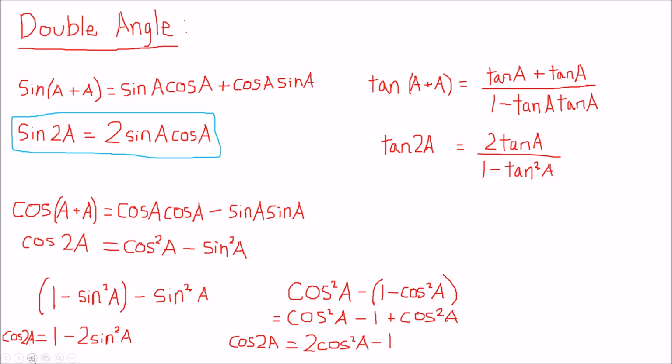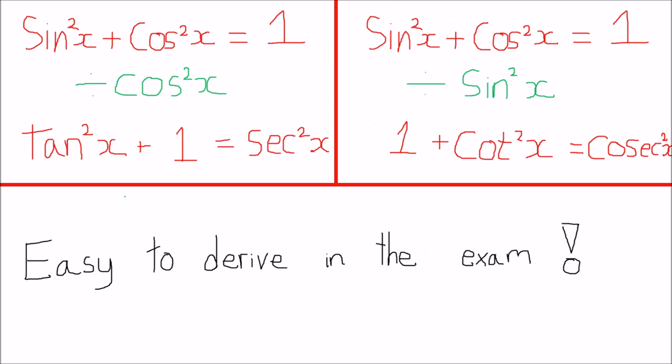The next one, cos. If we put A plus A in there, cos is always greedy: cos A cos A, and then the sign changes. For cos, the sign changes, so you have a minus, then sine A sine A. So cos 2A is equal to cos squared A minus sine squared A. Now using our identities from C2, sine squared x plus cos squared x equals 1.